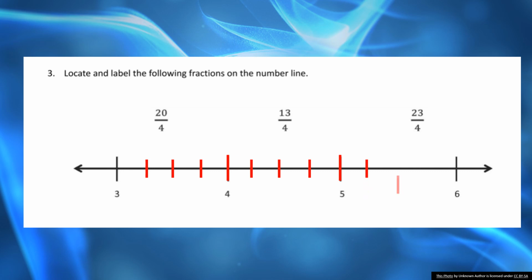1, 2, 3, 4. We're at our last whole number. Again, 4 fourths is 1 whole.